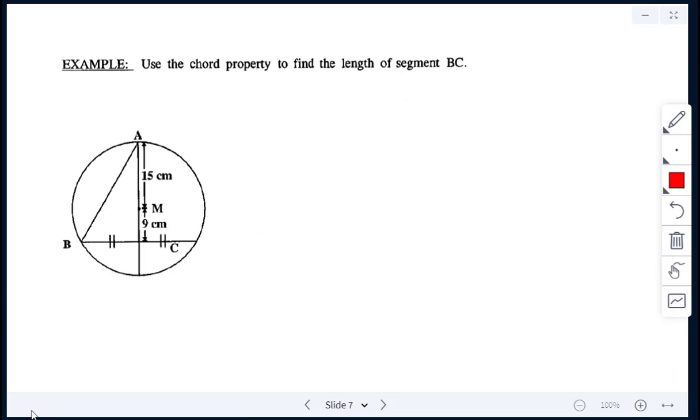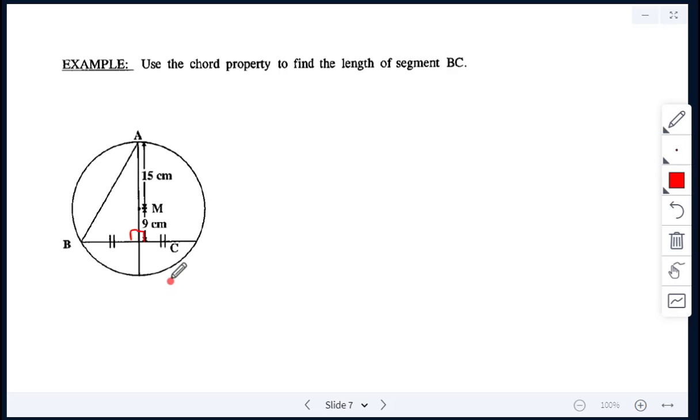So in this next example, we have to use what we just learned about the chord property to find the length of segment BC. So B to C is here. And we can see it's a chord. What else we're given in this diagram is this perpendicular bisector, which has gone through the center. So we know it is a perpendicular bisector. So therefore we know that these are 90-degree angles here. Both of them are 90-degree angles.